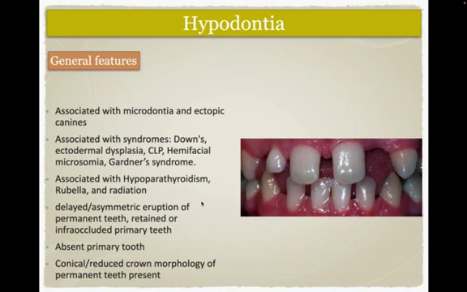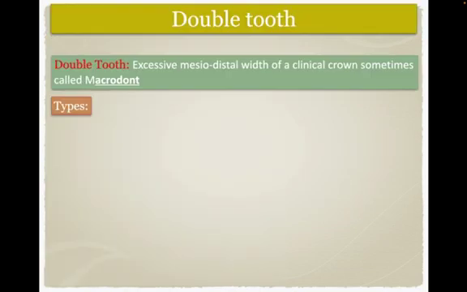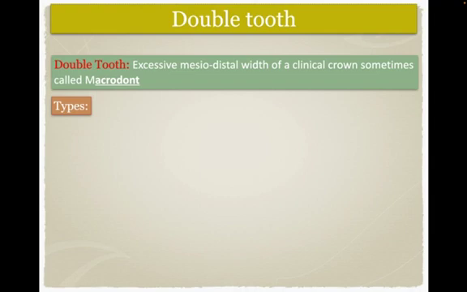Usually the teeth are conical and reduced in the crown morphology of the permanent teeth when we have hypodontia. And now we move to the double teeth. Sorry, the slides have changed. The double teeth here is basically excessive mesiodistal width of a clinical crown, sometimes called macrodontia. Now, macrodontia is a terminology, an umbrella meaning big teeth, and double teeth is something different. It's excessive mesiodistal width. We're going to see why macrodontia is different from double teeth.